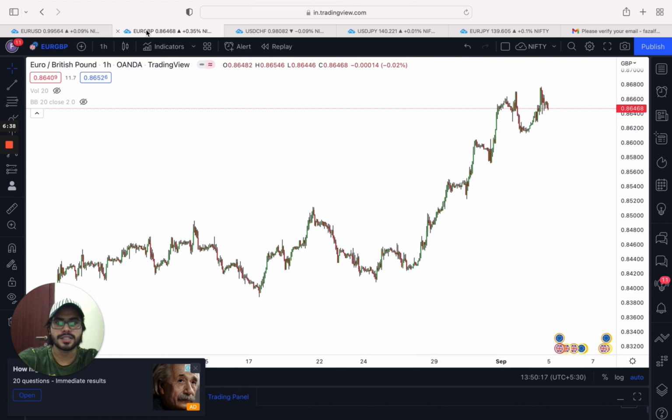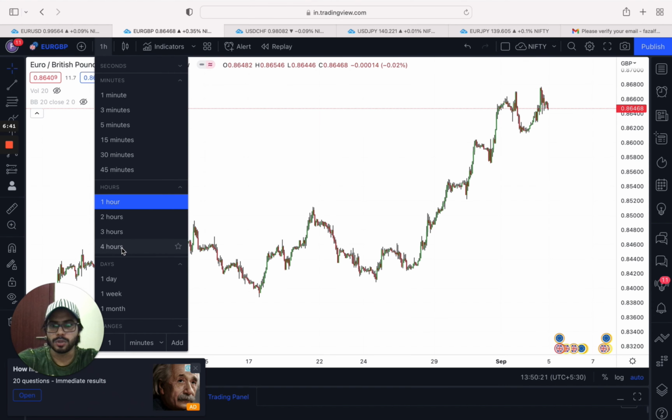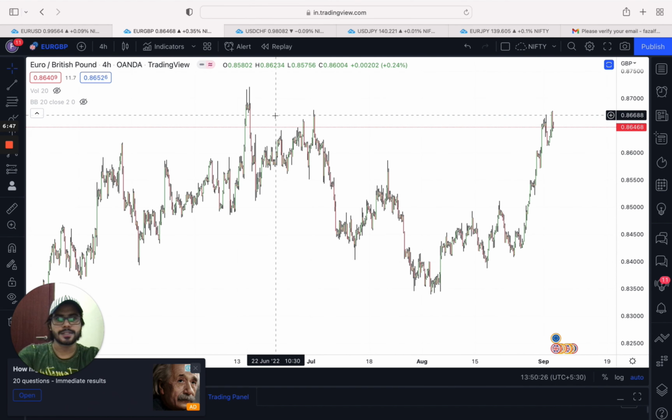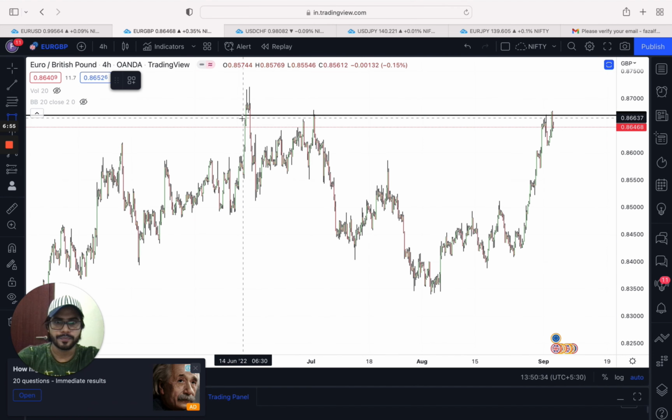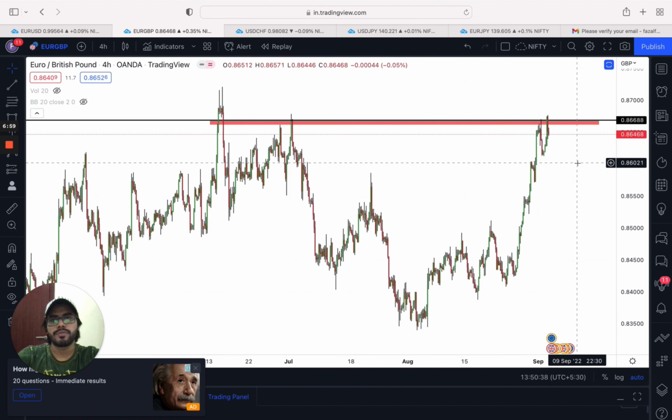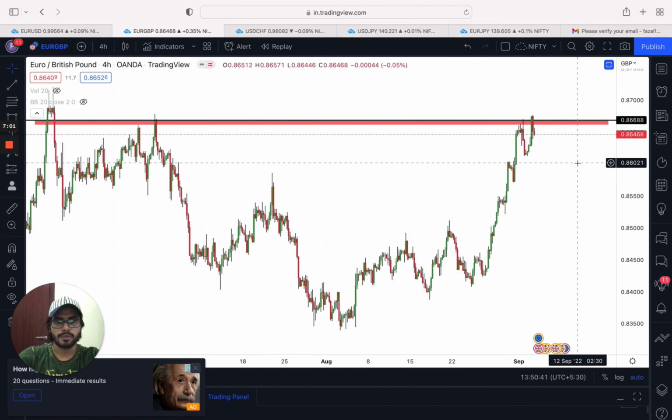The next one is EURGBP. Here if you look at the 4-hour time frame, it has made a double top over here, and we can also call it a selling area because it fell once from this area. See, so here. Now what we have to do, this is in 4-hour. We can short below this.